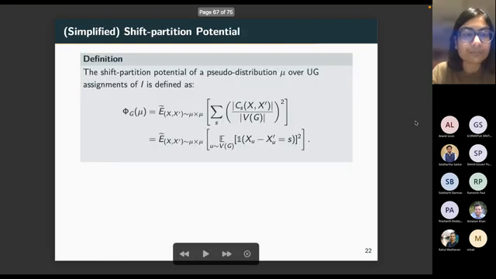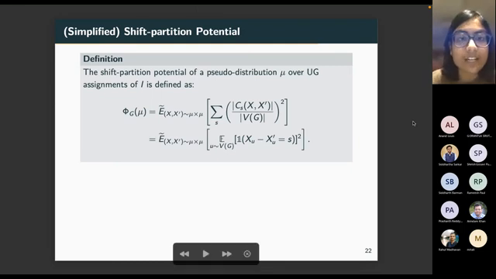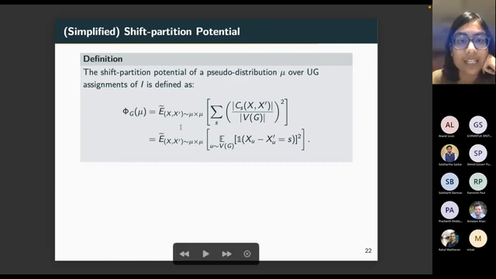Okay, so just to formalize this, we define a potential function called the shift partition potential that depends on the graph and on the distribution we are given. And this looks complicated, but it's basically the same idea which I just said. We take an expectation over all possible assignments x drawn from mu, and another random x prime drawn from the same distribution mu. So these are drawn independently.